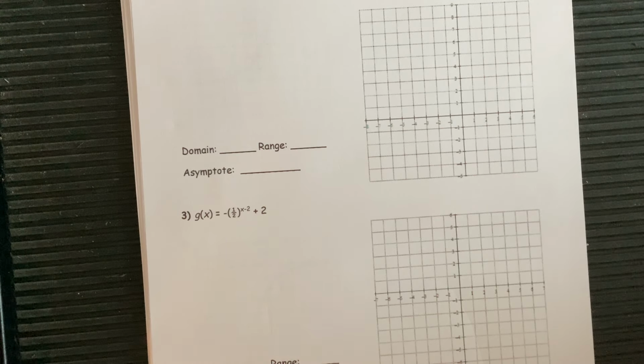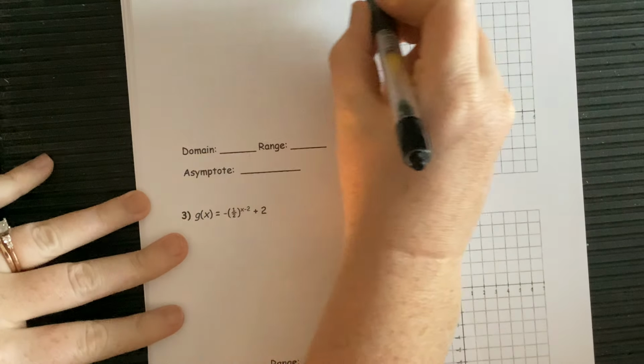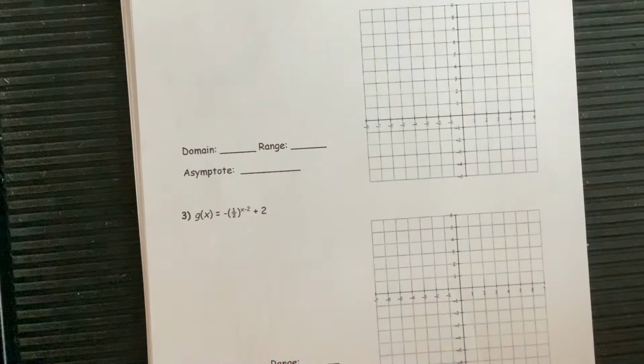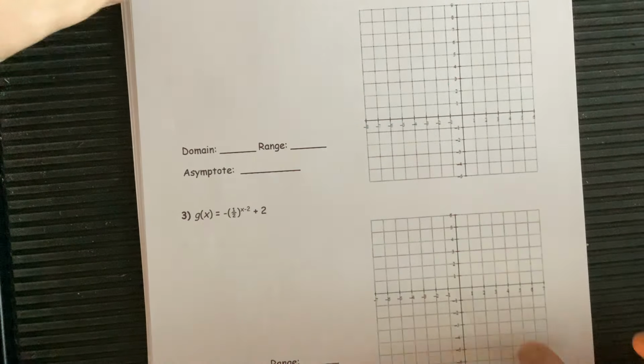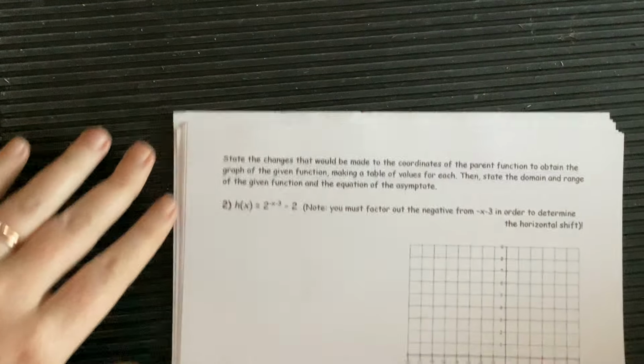So state the changes that would happen to the coordinates, obtain a different graph. It says to make a table. I'll show you the table, but I want you to see how it works without the table also. Then state the domain and range of a given function and the equation of its asymptote. All right, so on this one, it says note, you must factor out the negative because you want to determine what your horizontal shift is.